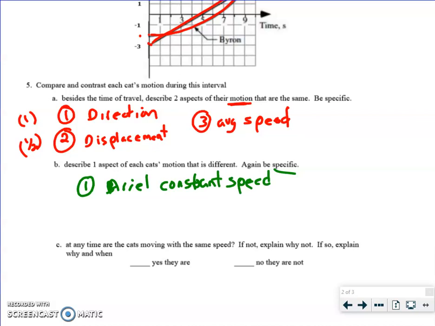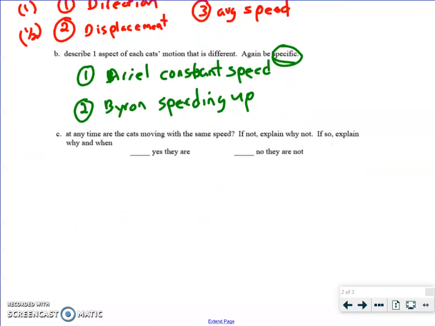It's not good enough to say at a constant rate. Rate can be acceleration. Rate can be speed. Be more specific. If you said constant rate of position, then that's speed, and I could accept that. For Byron, you had to be specific. It's not good enough to say he's changing his speed. If you said that, I gave you half a point. You can be more specific than that, saying that he is speeding up or gaining speed. The slope is getting steeper, which means speeding up. So you have to say speeding up. That's what specific means. Changing speed is correct, but it's not specific enough.